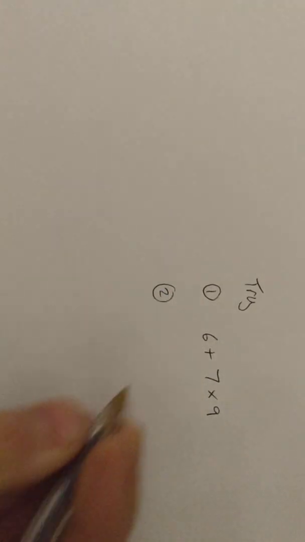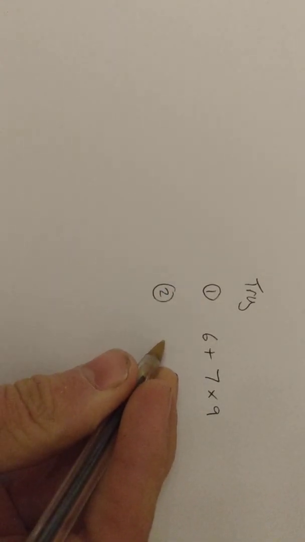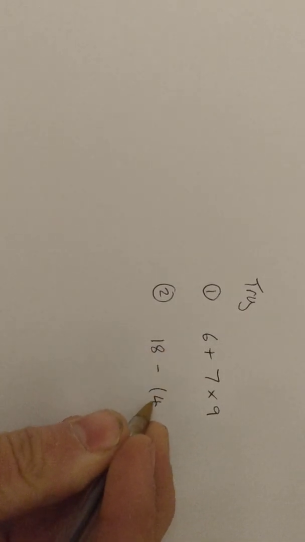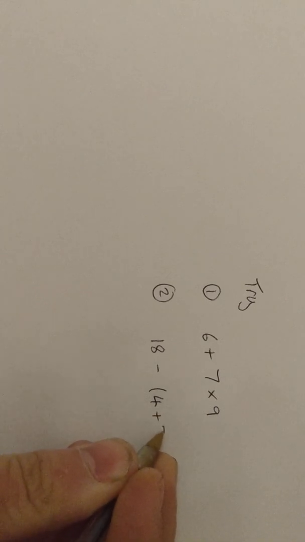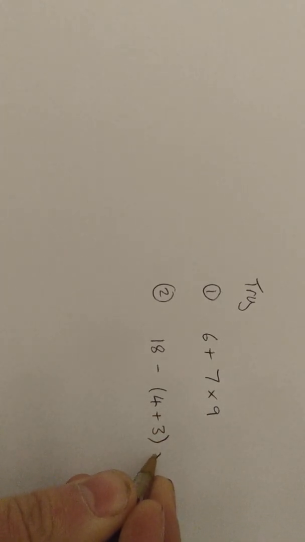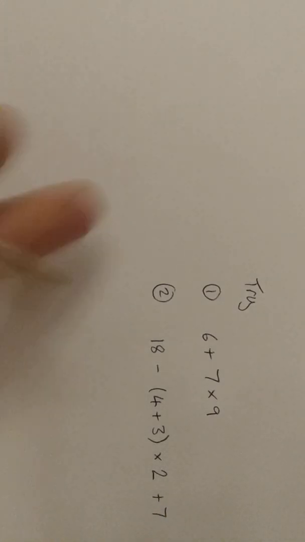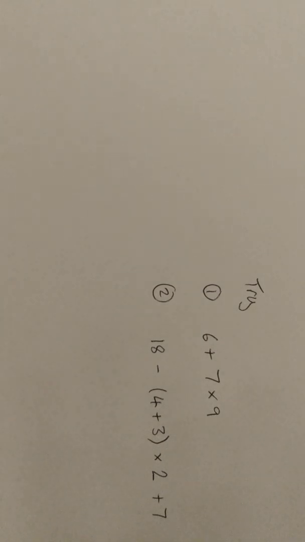So the 2 that I'd like you to have a go at are, number 1, I'd like you to try 6 add 7 times 9. And number 2, I would like you to go and have a look at 18 take away 4 plus 3, times 2 plus 7. So have a go at those ones, see how you get on, and I'll give you the answers in the next little video and you can check how you've done.